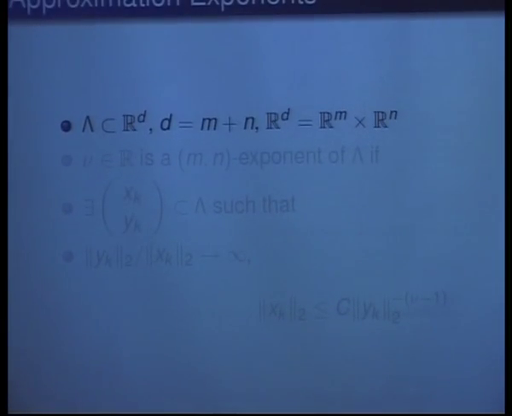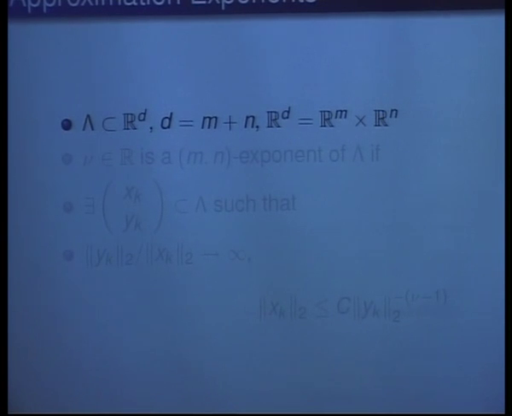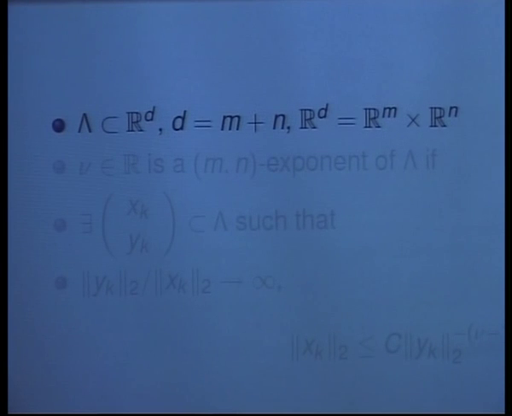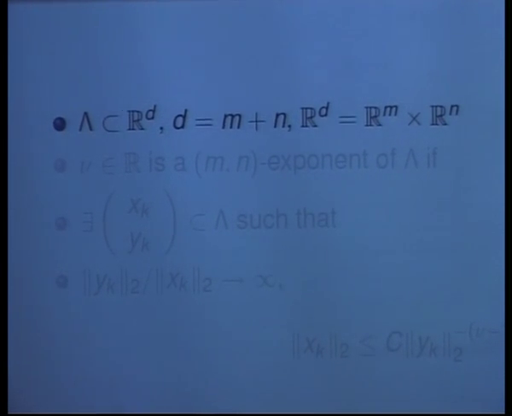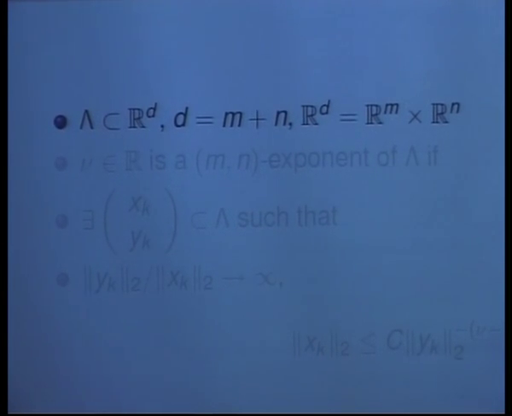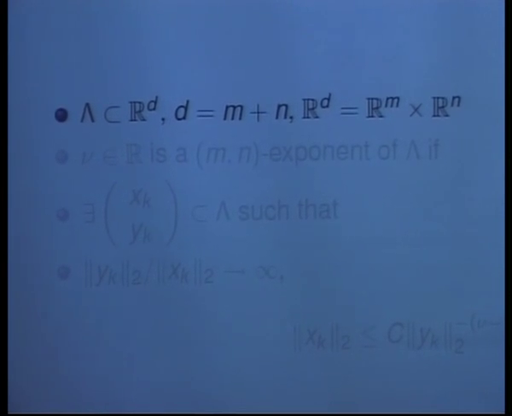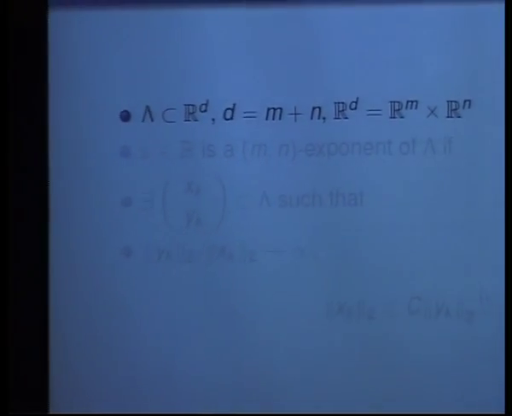So now I take a discrete set in R to the D, and now think about D as being at least 2. And write D as m plus n, where m and n are integers. And so now we break up R to the D as R to the m cross R to the n. And I want to think of R to the n as the vertical direction and R to the m as the horizontal. If you want, you can think about D equals 2 and m and n as 1. And a lot of this may be a little clearer then.